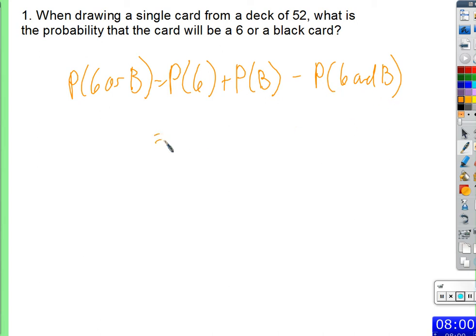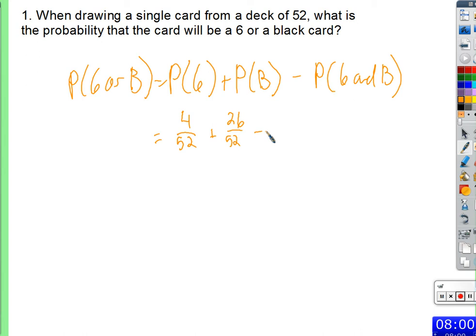What's the probability of getting a 6? 4 out of 52. That will simplify to 1 out of 13 if you like that. Probability of getting a black? 26 cards are black. Not just spades, not just clubs. Either one of those will work. So 26 out of 52.